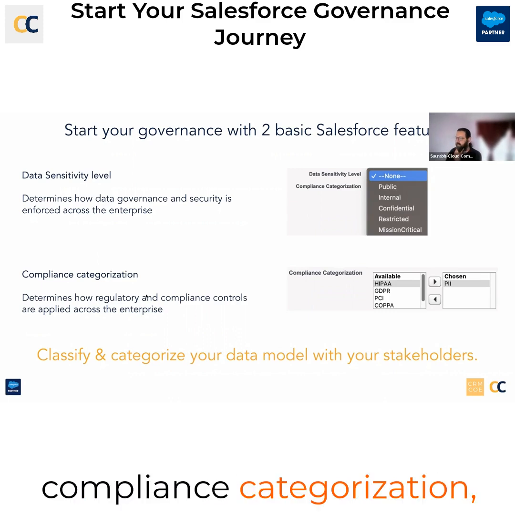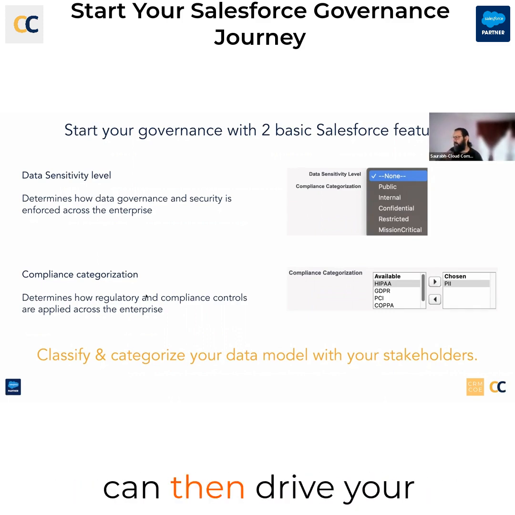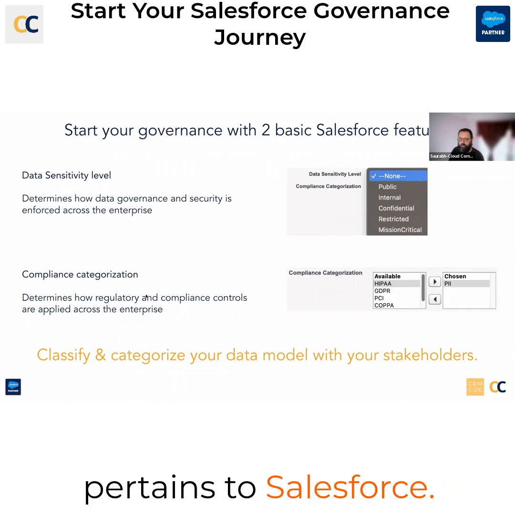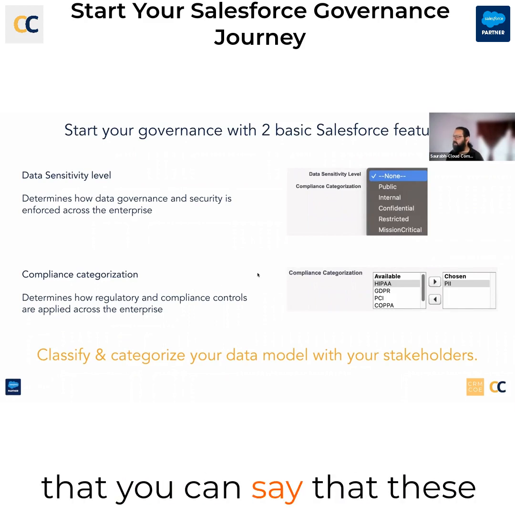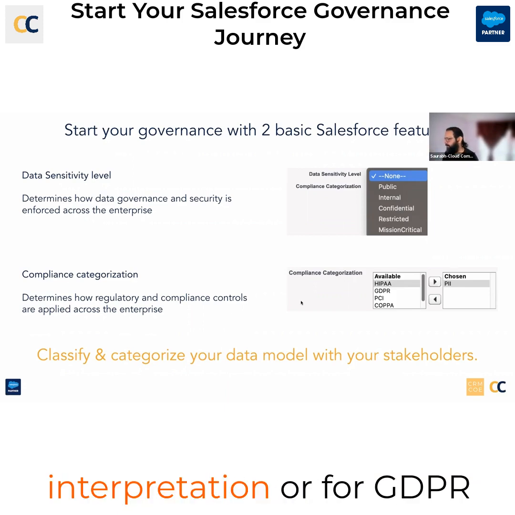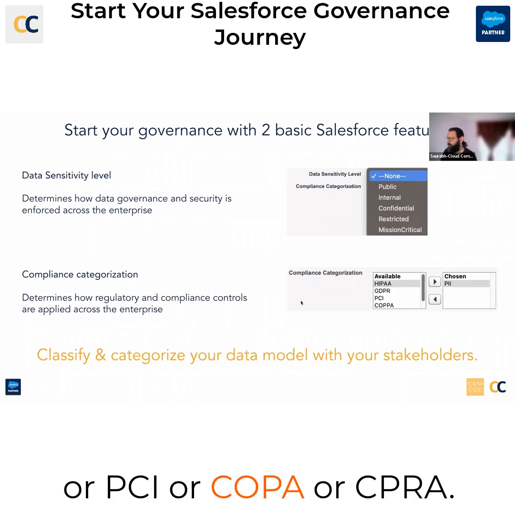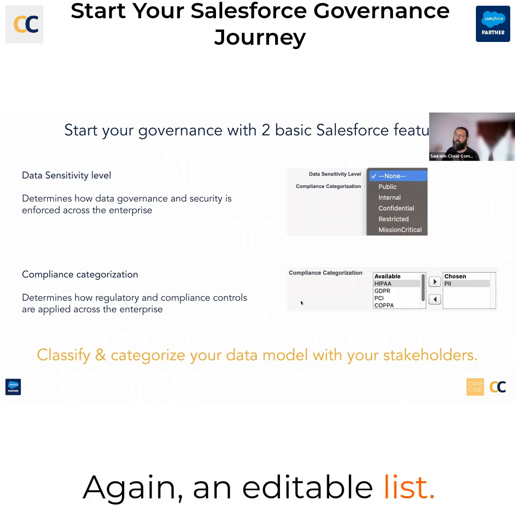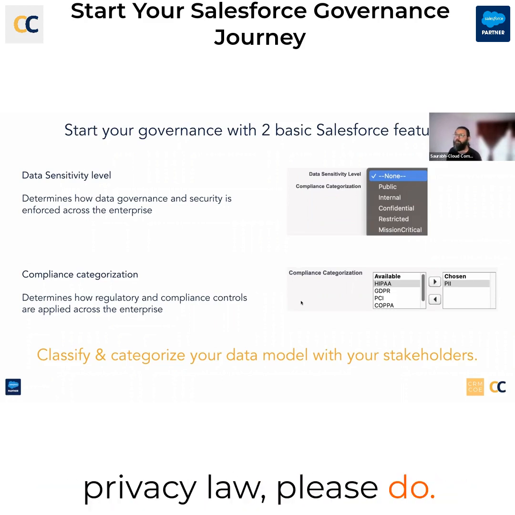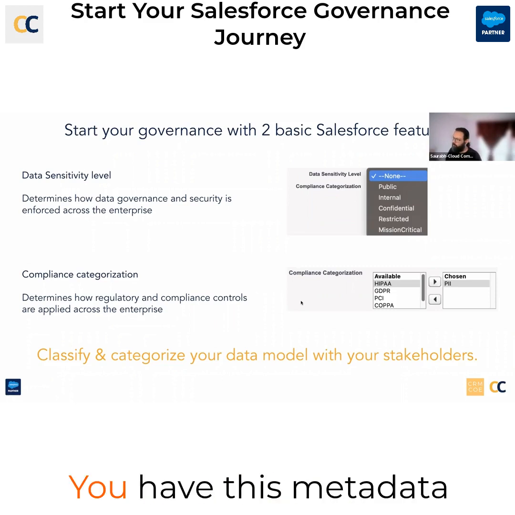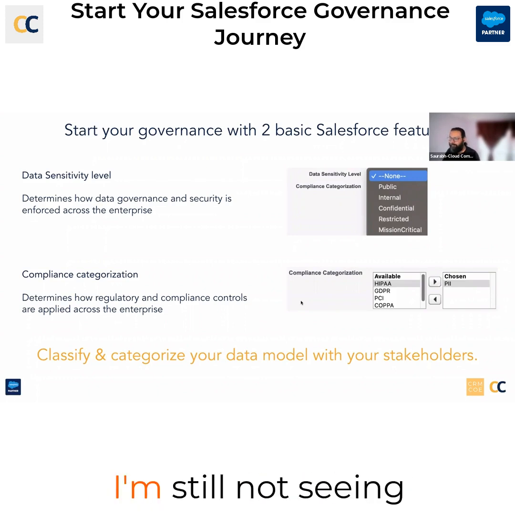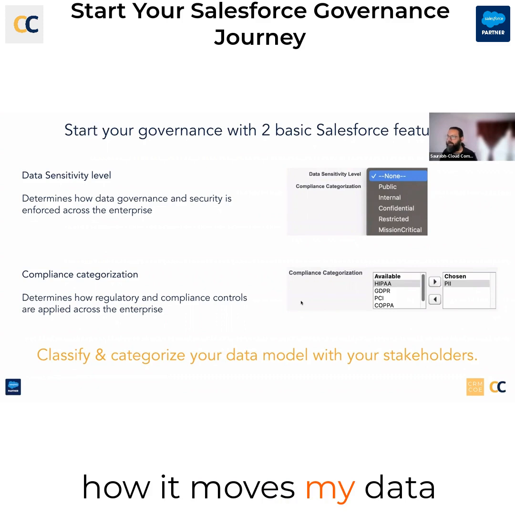The second part of this is compliance categorization. And this is really what can then drive your compliance and regulatory controls as they pertain to Salesforce. So what happens here is that you can say that these particular fields fall under the purview of HIPAA, and this is your internal company interpretation, or for GDPR or PCI or COPPA or CPRA. Again, it's an editable list, you can add your own versions. If you're in Canada and you want to apply the Canadian privacy law, please do. You can add those. And that way, you have this metadata around your object. So yeah, this is great. I can do this. I'm still not seeing how it moves my data governance forward.